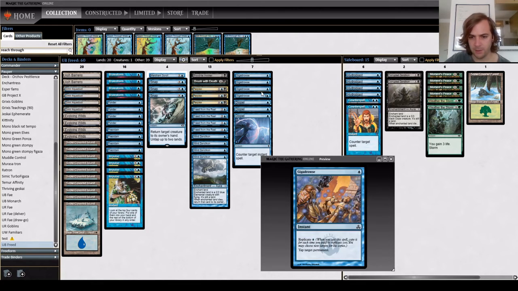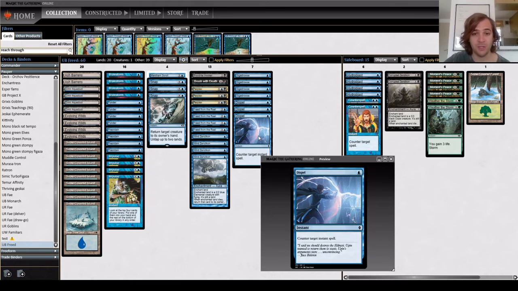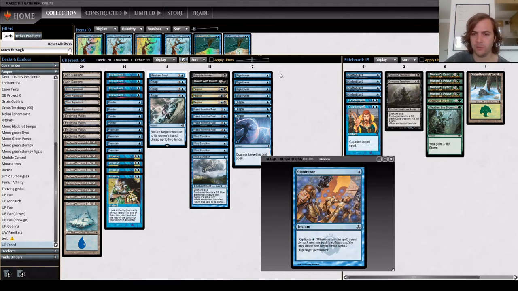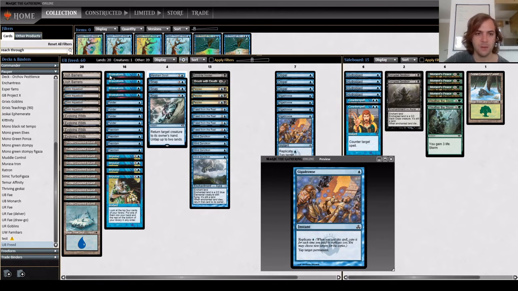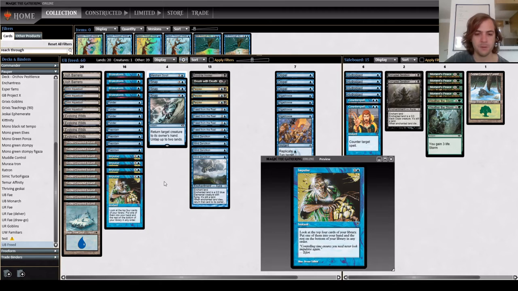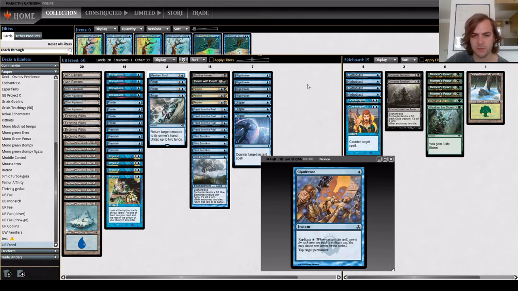And then you have Gigadrowse and Dispel as interaction in the main deck. So if you wanted to play this deck and you want to forfeit some interaction, you can remove all of this and play more cantrips, like Sleight of Hand and Opt, for example. They just make your deck that much more consistent.